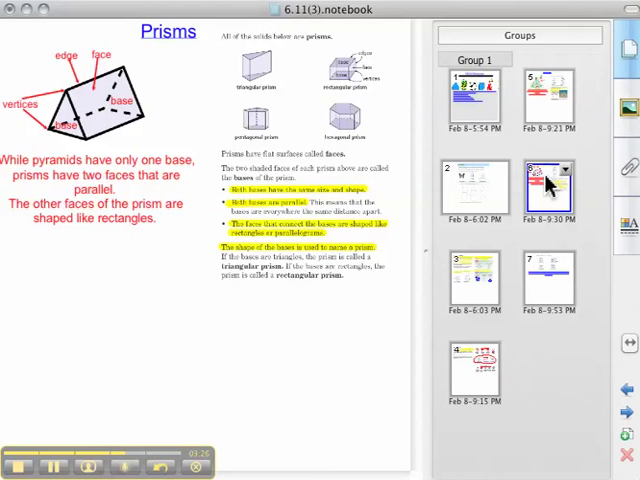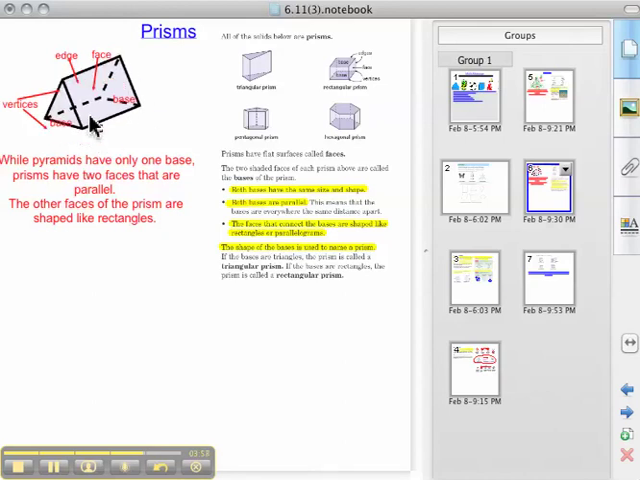Now, prisms are a little bit different. While pyramids only have 1 base, I want you to remember that prisms have 2 faces that are always parallel. The other faces of the prism are shaped like rectangles. Now, if you look here on this shape, I have my vertices, which I have the arrows pointed right to the vertices. The base I have located on the bottom. The triangles here, do you see that's the bottom?